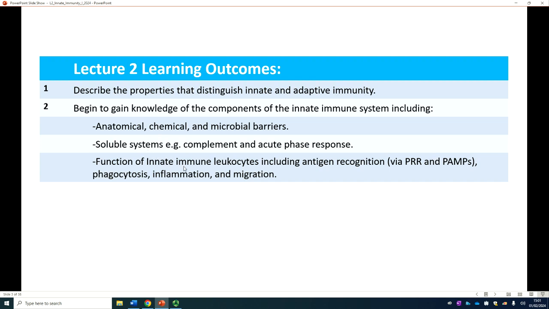And then what we'll look at today is the innate immune cells, so the leukocytes, and we'll look at antigen recognition via pattern recognition receptors and also pathogen-associated molecular patterns. And we'll have a look at phagocytosis, inflammation, and migration.